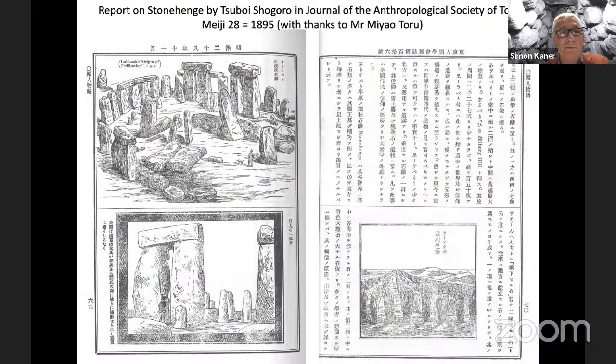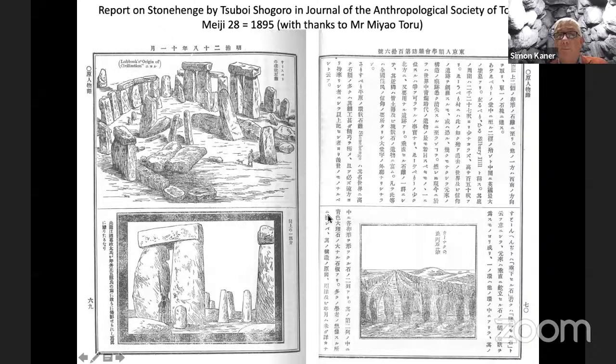And this just arrived this afternoon in my inbox from my very good colleague, Mr. Miao Toru from the Niigata Prefectural Museum of History. I told him I was giving the talk this afternoon. He said, well, in that case, if you're talking about Japan and Stonehenge, you need this, which is pages from the Journal of the Anthropological Society of Tokyo, the Jinryu Gakusachi, all dated to 1895.